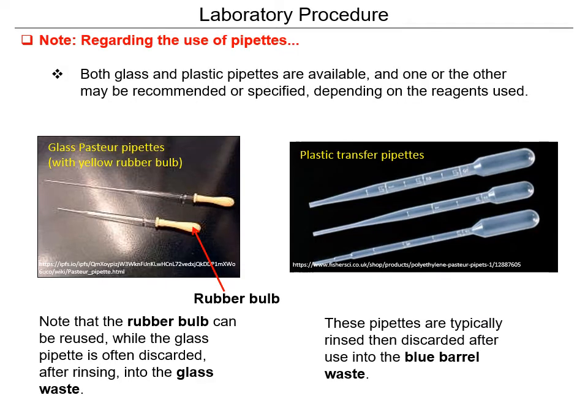Note that, in the lab, both glass and plastic pipettes are available, and one or the other may be recommended or specified, depending on the reagents used. Pictured on the left are 2 glass Pasteur pipettes filled with rubber bulbs. Note that the rubber bulbs can be reused, while the glass pipette is often discarded after rinsing into the glass waste. On the right is a picture of 3 different plastic transfer pipettes. These pipettes are typically rinsed, then discarded after use into the blue barrel waste.